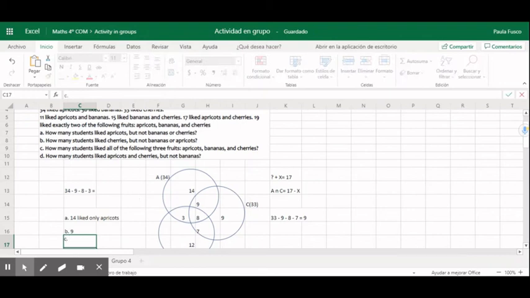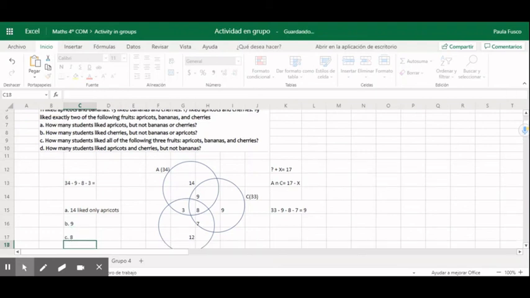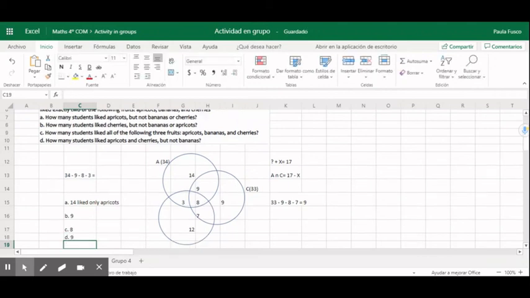Well, let's see question C. How many students like all of the following 3 fruits? And this is number 8. And finally, letter D. Like apricots and cherries, but not bananas. And this is number 9. And that's how we end.